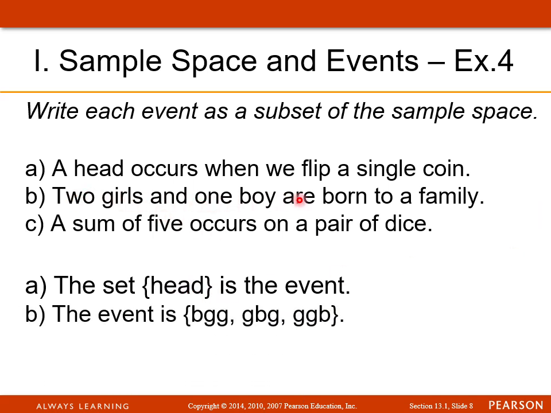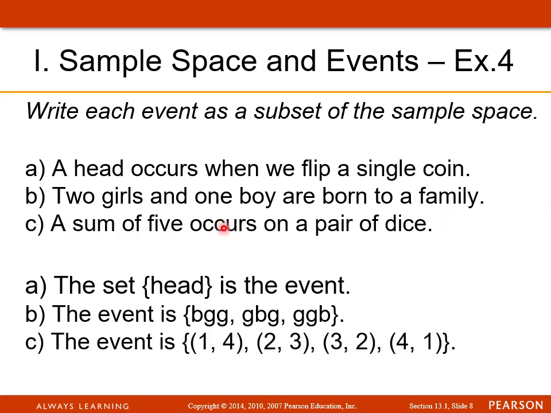For 2 girls and 1 boy, if we look back at our 8 choices, we could either have a boy first, have a boy second, or have a boy third, and then the others would be girls. So there's 3 different ways for that event to occur. And then to get a sum of 5 on a pair of dice, you can have 1 and 4, 2 and 3, 3 and 2, or 4 and 1. So we have 4 different ways that that event can occur.